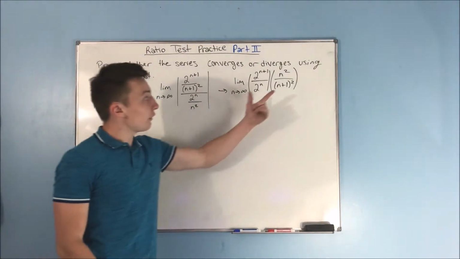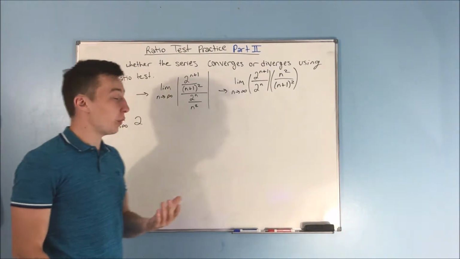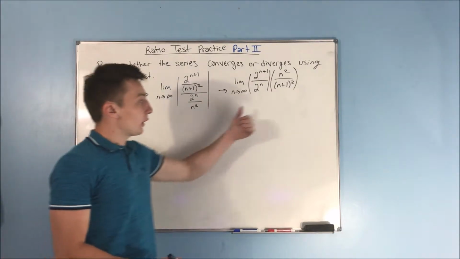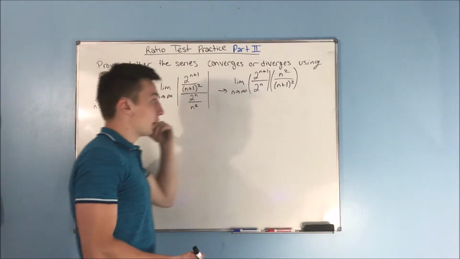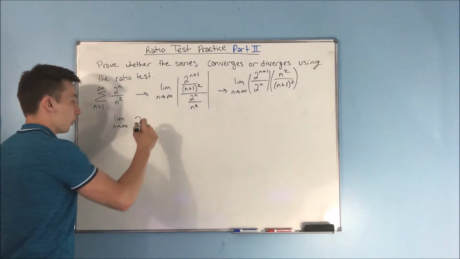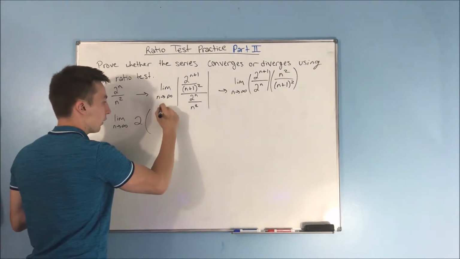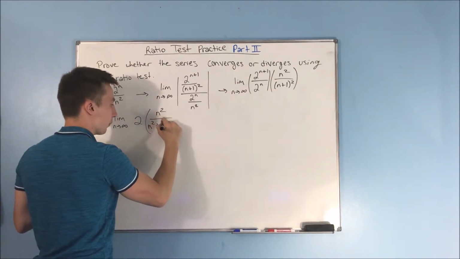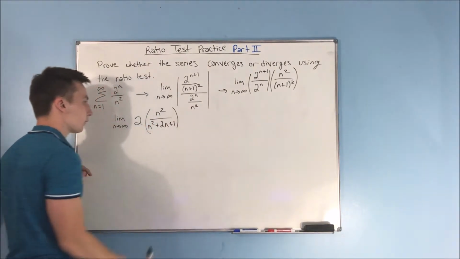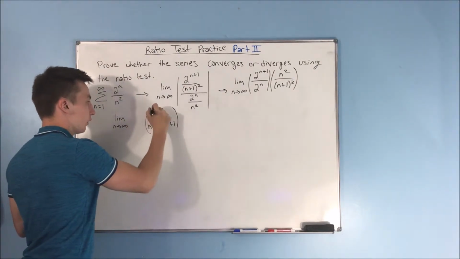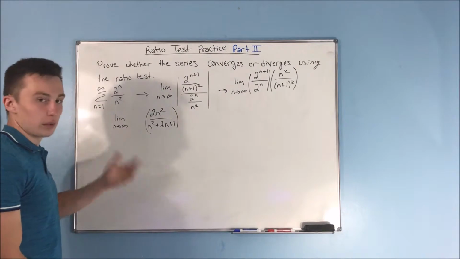Next we have n squared over n plus 1 quantity squared. For this, we can just distribute that out. We can FOIL that out to get n squared plus 2n plus 1. So we get n squared over n squared plus 2n plus 1. Now, we can put this 2 right in here to get 2n squared.